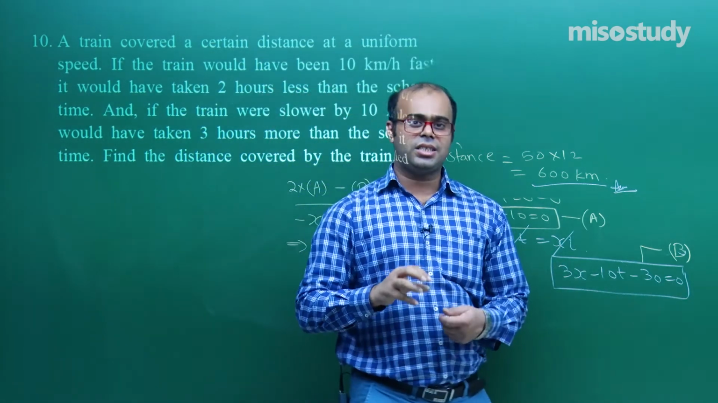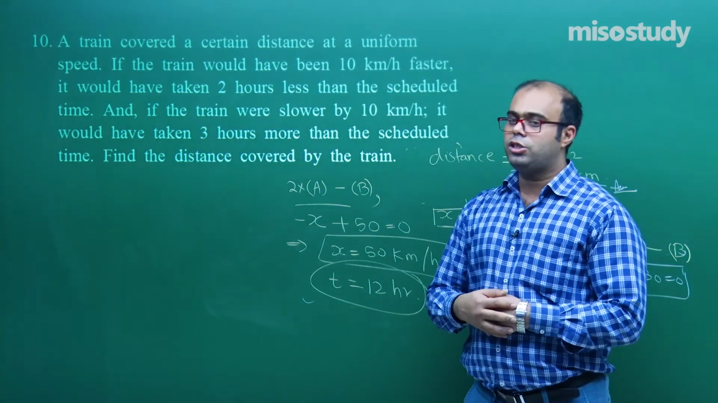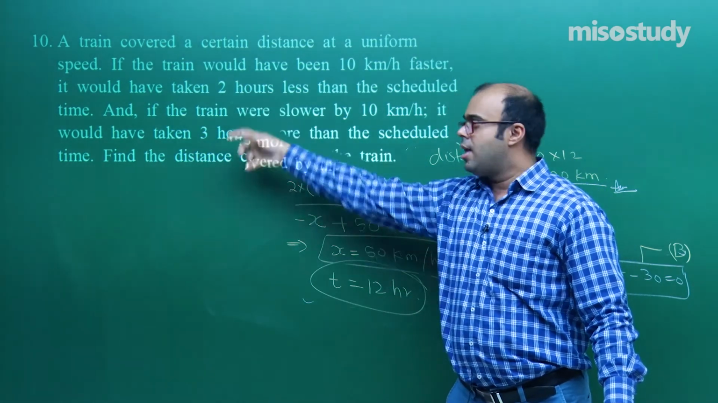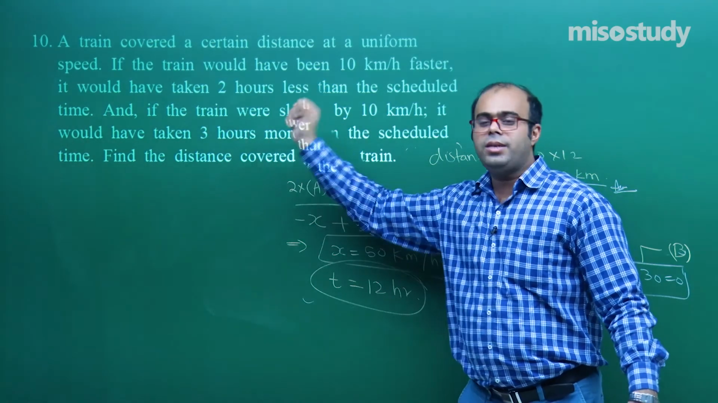If the distance is 600 kilometers, then in that situation if you increase the speed by 10, the time will be 2 hours less, and if you decrease by 10, the time will be 3 hours more.